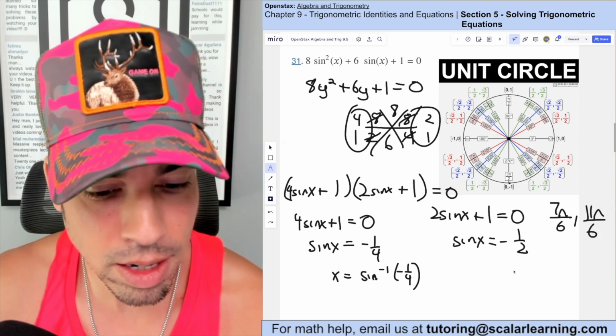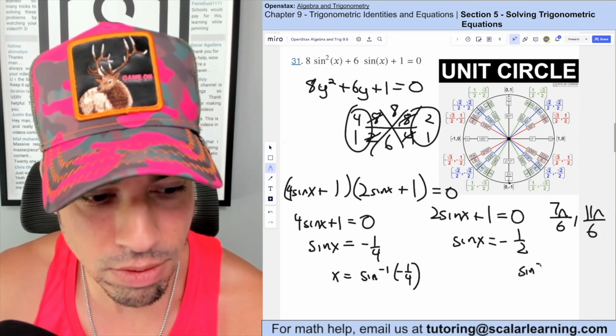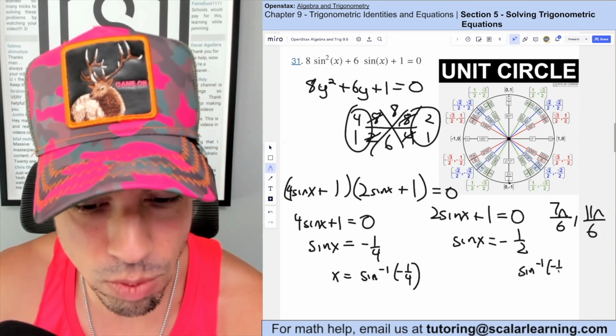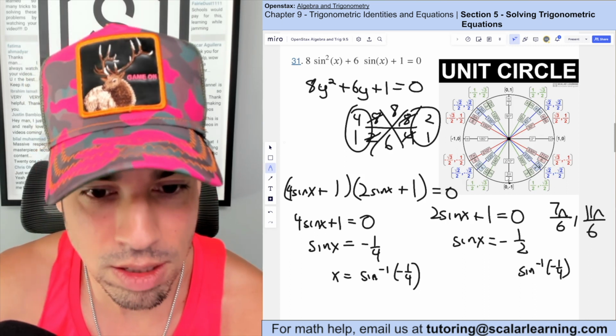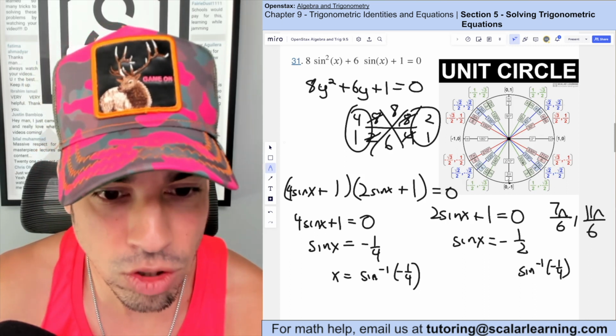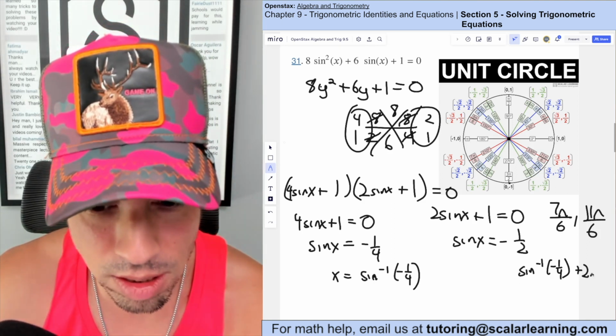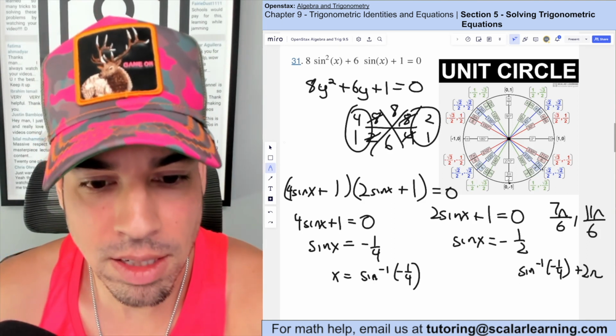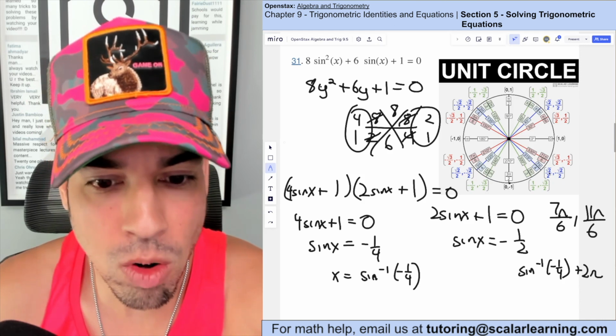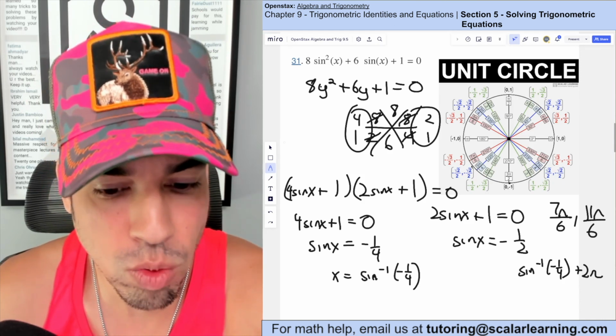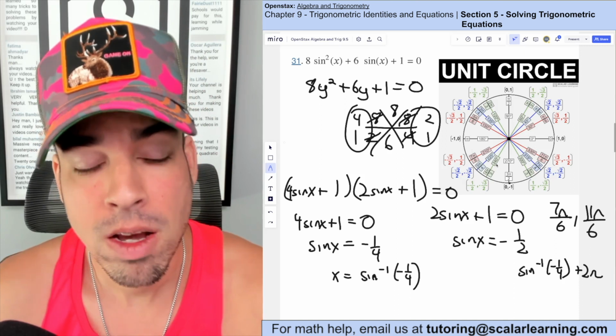So one of my answers is going to be inverse sine of -1/4. But again, because we're in this like negative region, I'm going to add 2 pi to bring it back into a positive value between 0 and 2 pi. So this is another answer. Now, but the thing is, if I have a value here, I'm also going to have a value in this quadrant. That's a symmetry property of sine.